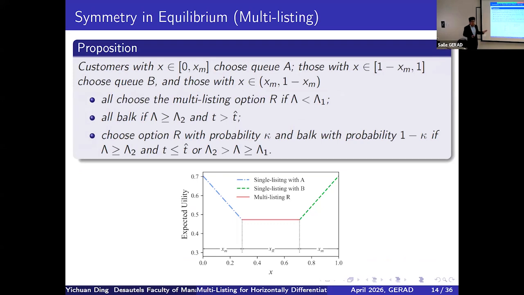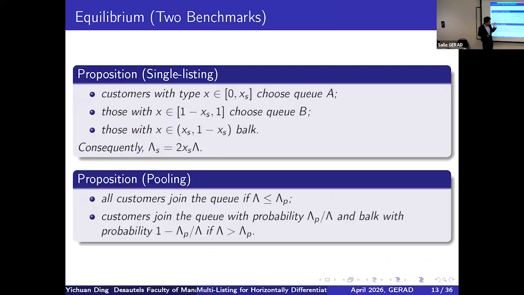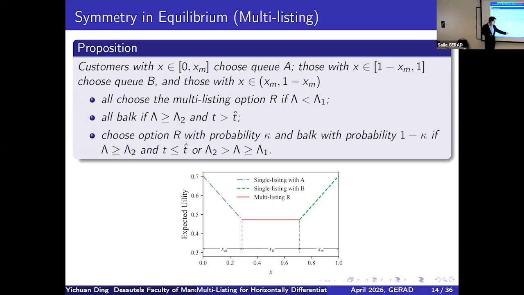Okay, so then we derive this very expected result. We characterize the equilibrium structure, that is, at the equilibrium, how customers make a choice. We find that for the single listing or pooling system, we have already characterized it, very simple. For multi-listing, it's also straightforward, and I think very much aligned with expectation. People on the left join QA. People on the right join QB, so those who prefer server B will join QB. And the people in the middle either join the multi-listing queue, or when it's congested, some people join the multi-listing queue and some people may balk.